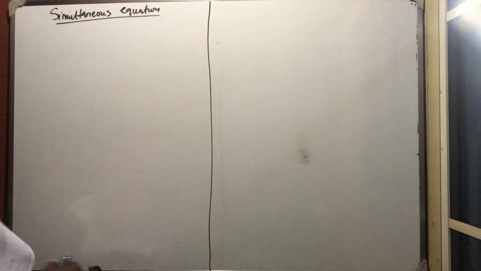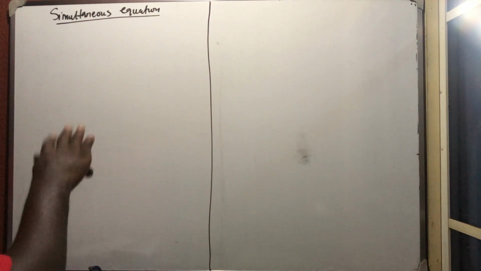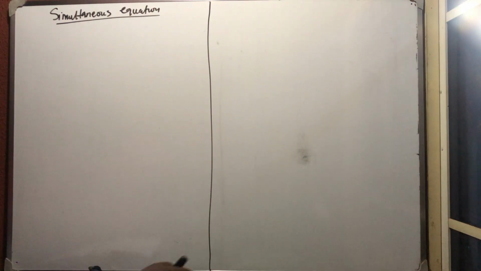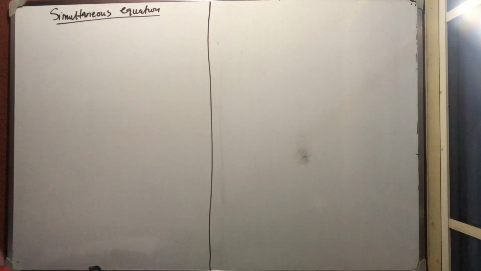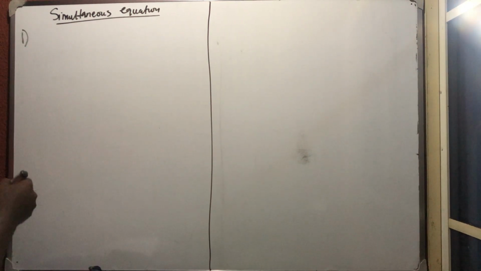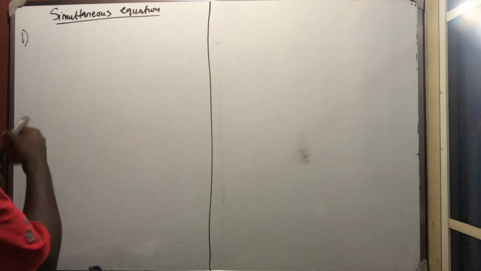Now in this video we want to talk about simultaneous equations, or simultaneous linear equations. We are going to talk about simultaneous equations in two forms: simultaneous linear equations and simultaneous quadratic equations. So we are going to look at both of them. These are the two types that we can look at for your level.